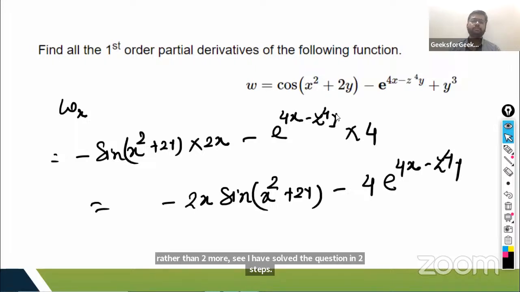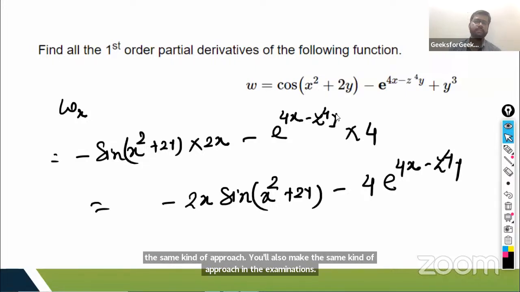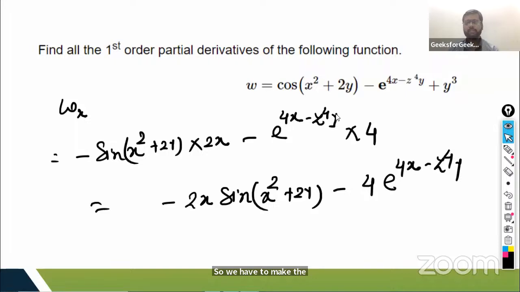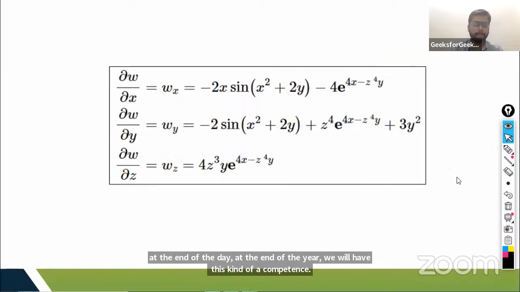That's why I'm solving in front of you guys. I'm not just remembering the question and answer. I'm solving directly in front of you. You also make the same kind of approach in the examinations. So we have to make the approach before entering the examination. We have to start right now, so that at the end of the year we will have this kind of competence. So we will go like this only.